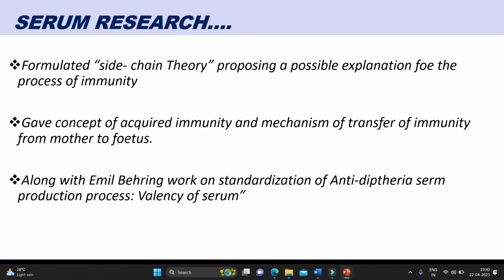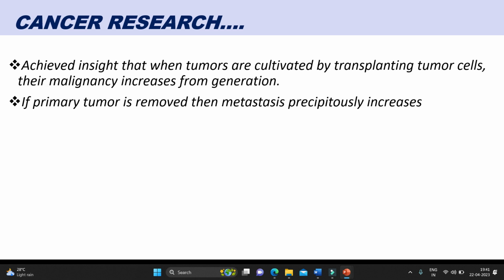Now, his research on serum. He formulated the side chain theory as we discussed earlier, proposing a possible explanation for the process of immunity. He gave the concept of acquired immunity and the mechanism of transferring immunity from mother to fetus. Along with that, he worked on the standardization of the antidiphtheria serum production process.